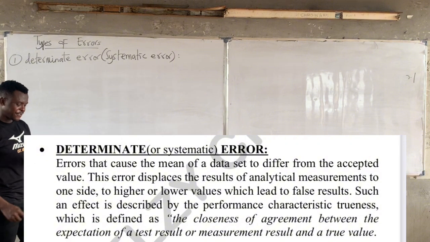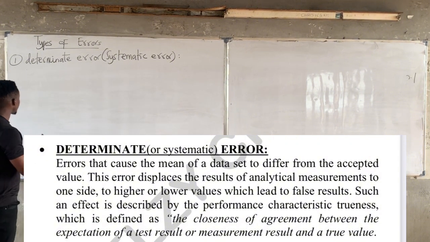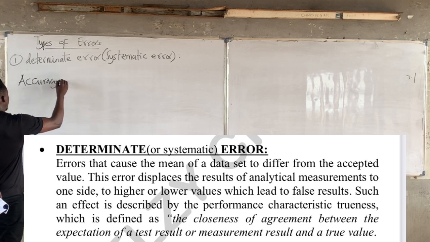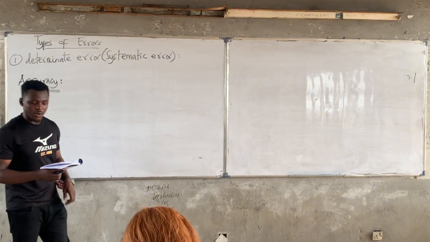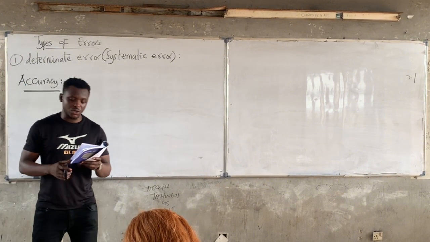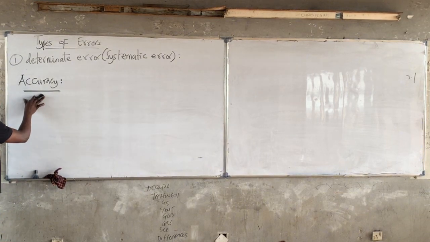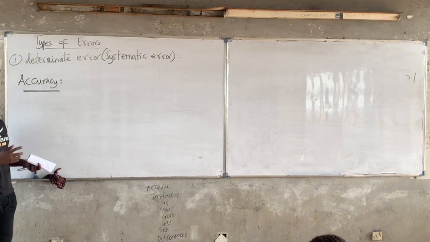Determinate error affects the accuracy of a result. This error is as a result of personal mistakes and sampling methods. Now look at this, class. We said that determinate error affects the accuracy of an analytical result. Now what do I mean?